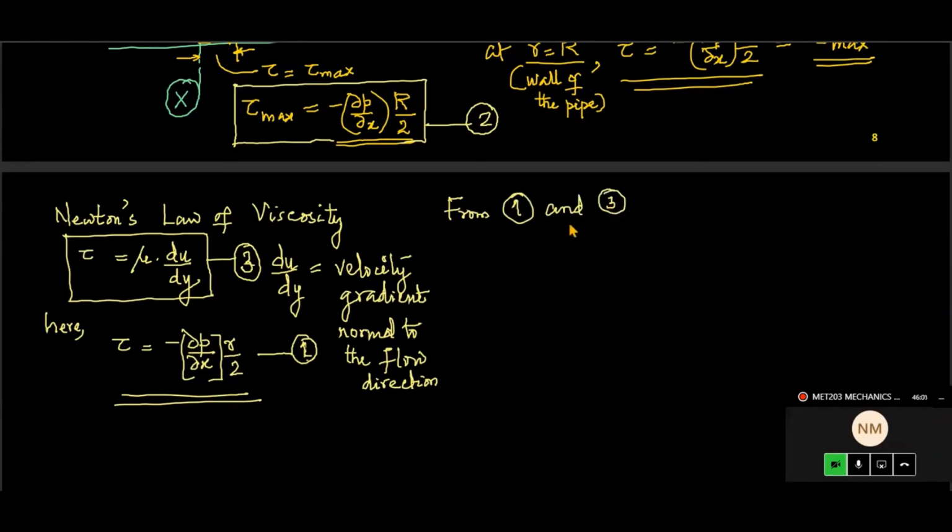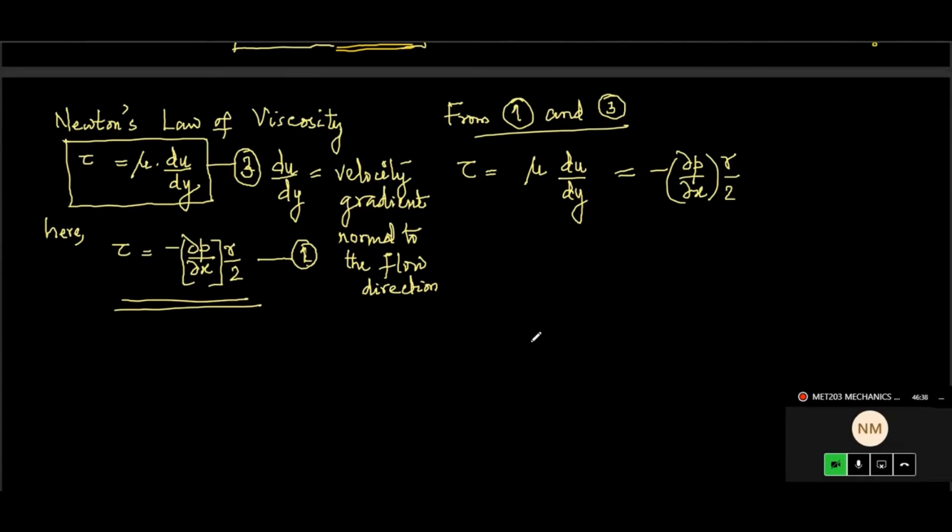So what you're going to get is tau is equal to minus dou P by dou X into R by 2, and tau is equal to mu into du by dy. Therefore, if you equate the two, mu into du by dy, which is essentially tau, is equal to minus pressure gradient dou P by dou X into R by 2. So at a certain radius R, not at the pipe wall, that is a constant value of shear stress with radius R.